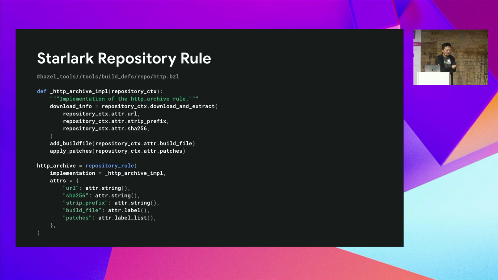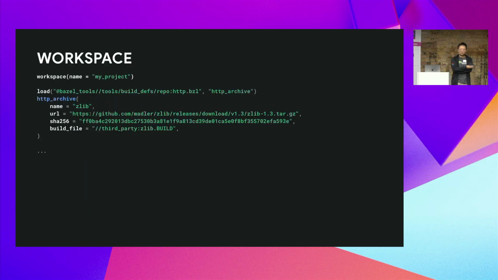So how does Bazel know how to fetch the external dependency? Well, in open source Bazel, we introduced the Starlark repository rule, with which you can tell Bazel how to do that. For example, this is a simplified version of the most widely used repository rule in Bazel, http_archive. Basically, you define what parameters the repository rule can take and implement an implementation function. It downloads the source archive, extracts it, and applies a build file and patch files if necessary. And then finally, in the WORKSPACE file, you can use the repository rule to declare your external dependency. For example, here is a definition for zlib.